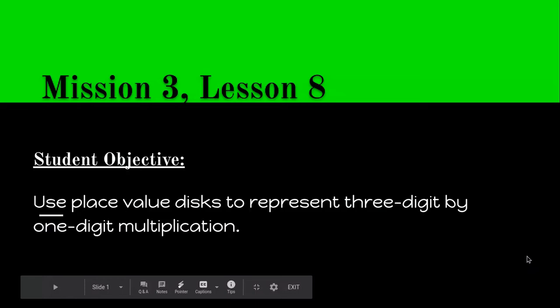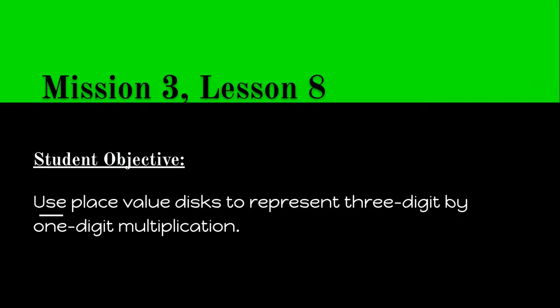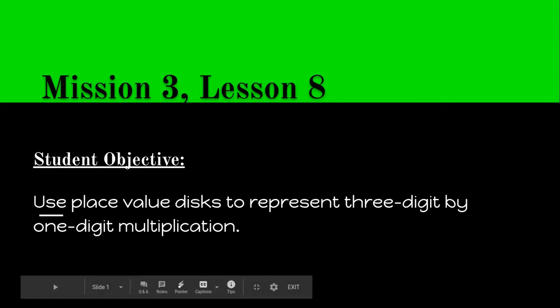Hey, everybody. All right, it's time for Mission 3, Lesson 8. And our student objective for Mission 3, Lesson 8 is to use place value discs to represent 3-digit by 1-digit multiplication.